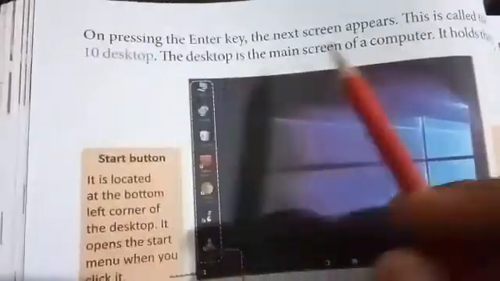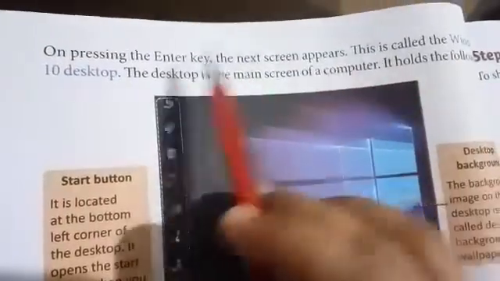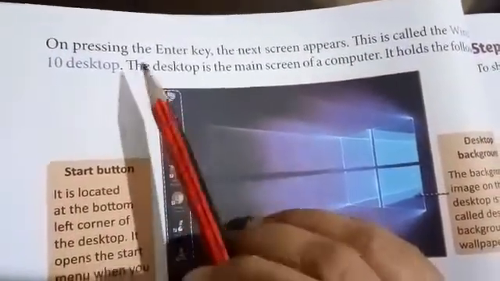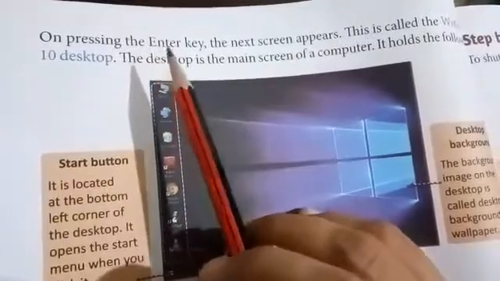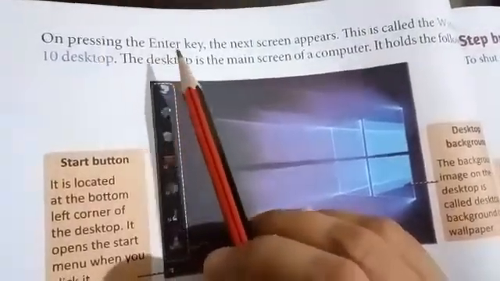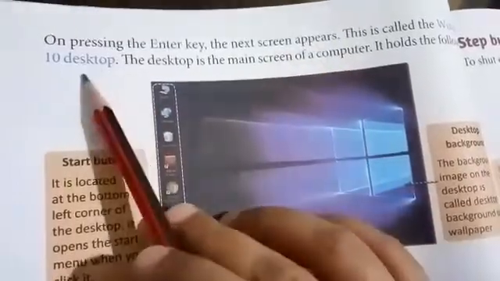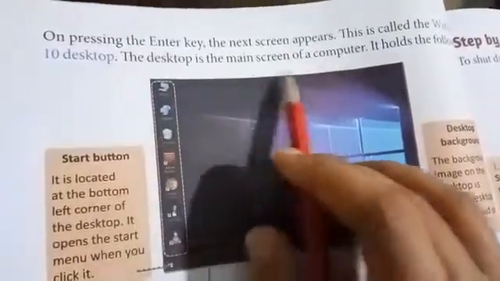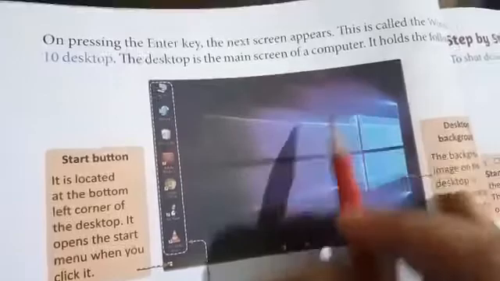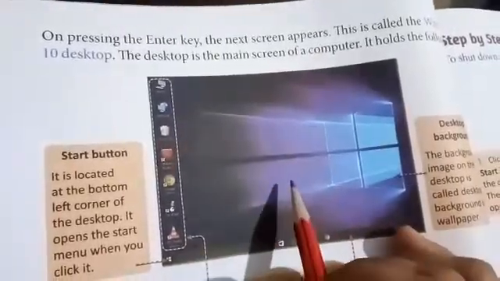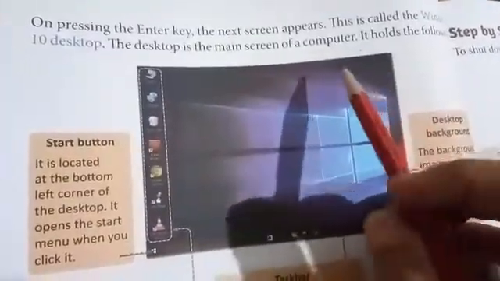On pressing the enter key, the next screen appears. This is called the Windows 10 desktop. Children, after the lock screen appears in Windows 10, when you press the enter key, the next screen which will appear on your computer screen is known as the Windows 10 desktop. The desktop is the main screen of a computer when we are turning on our computer.